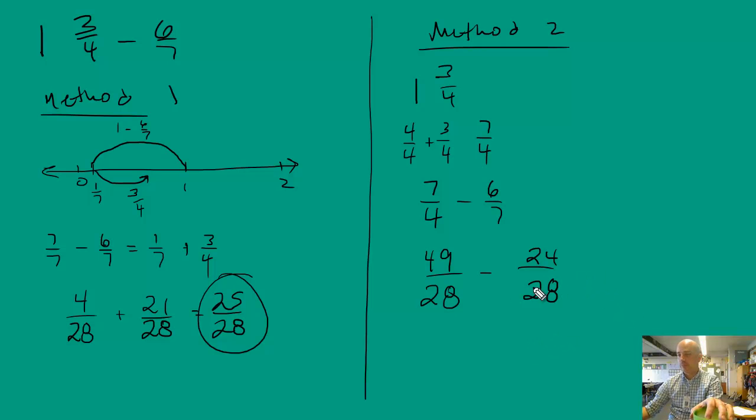So subtract them out. 25/28ths, and we arrived at the same answer. So, which way was easier there for you? They're both pretty easy. I kind of like this one better. I don't know why. You're free to choose whichever method works best for you. Let's do problem 3.